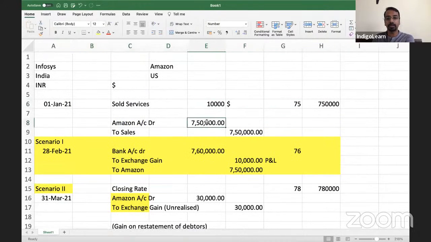75 into 10,000, 750. In fact, what I can do is, I will upload this Excel as a part of the YouTube description, so that you can refer to this if you want to go back and see these notes, right? And as a general suggestion to the students also, try to get a hang of Excel, because this is what you will be using the most once you are doing your articleship and once you qualify. Okay. So in fact, we do have an Excel course also.